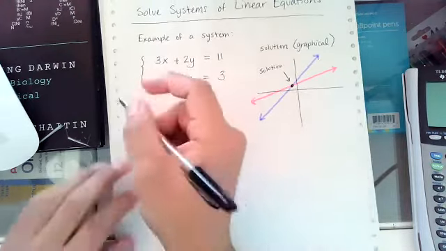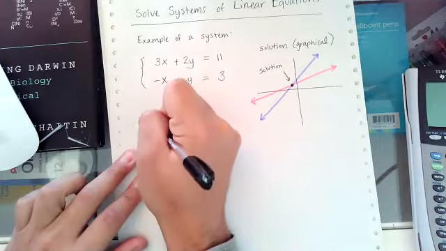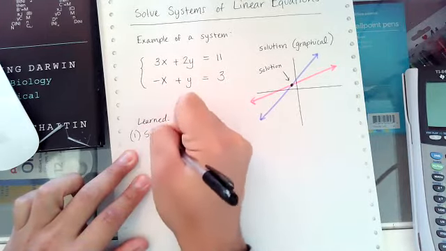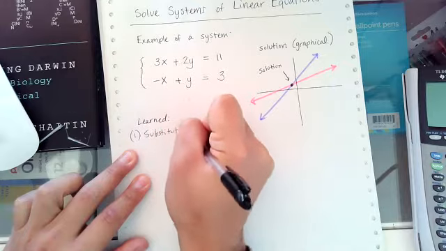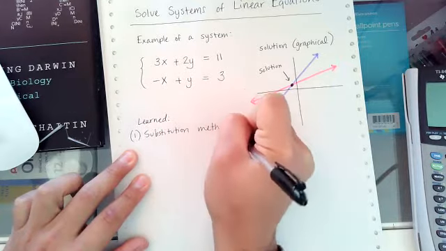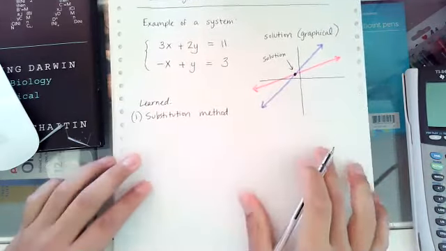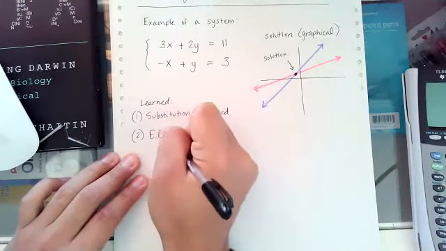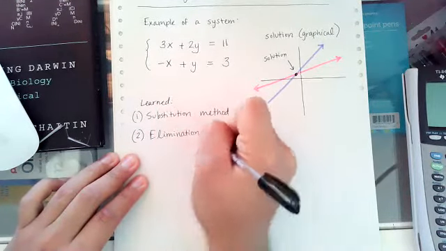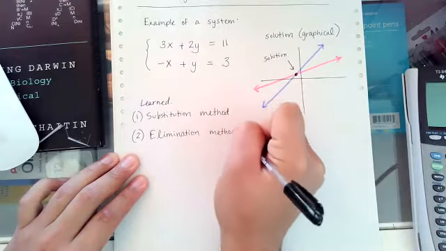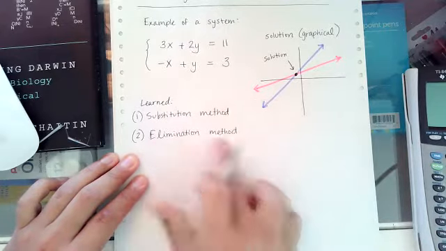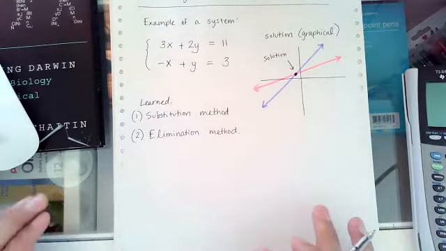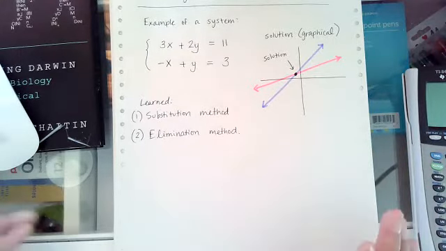And so far we've learned the substitution method for solving the system of equations, and we've learned the elimination method. Okay, so I want to recap the elimination method again, because I think it's going to be a natural segue into the Gauss-Jordan or matrix method.